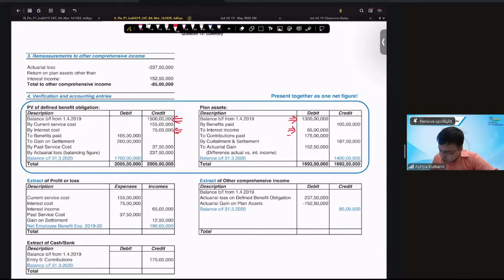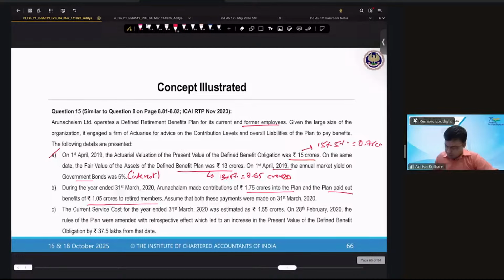Contributions paid into the plan, 1.75 crore debit. Plan assets debit to contributions paid, that is cash bank. And benefits paid is credit to this and it will be a debit to this. Are we all convinced about this? Leela, are you convinced? Yes, sir. Okay, fine. So no doubts till now. So this entry also is done.